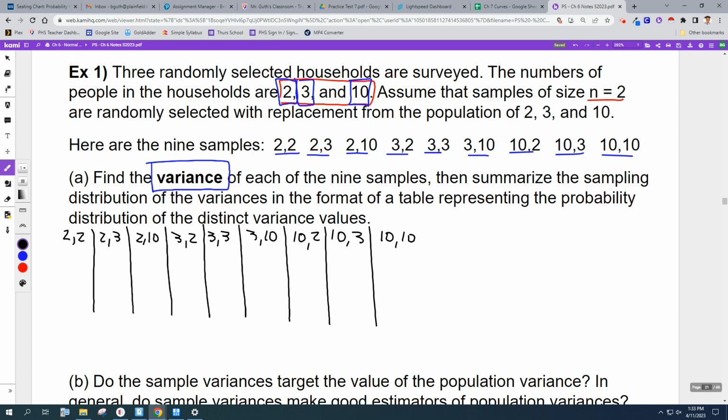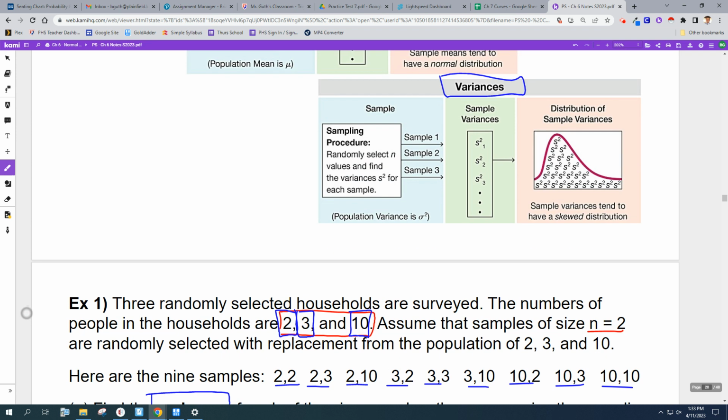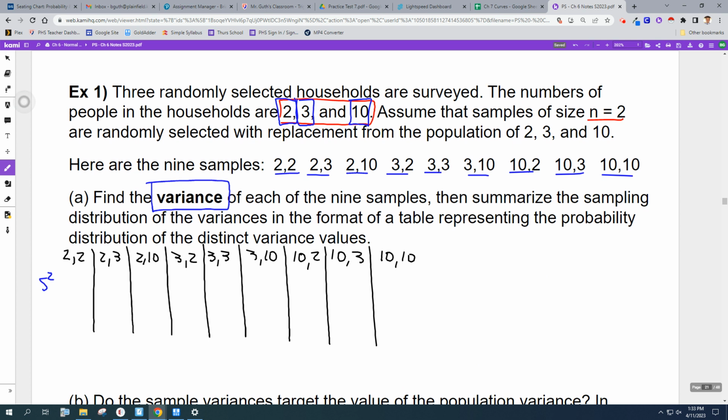Okay, since we're finding variance, we're finding that s squared. And, well, I didn't give you the real formula. I just gave you the one that will work for this example. Basically, we're talking about difference squared over n. That's the formula that will get you through this problem with n equal 2. This only works with n equal 2. If n were something else, we'd have to go to the bigger formula. But anyway, let's start with that.